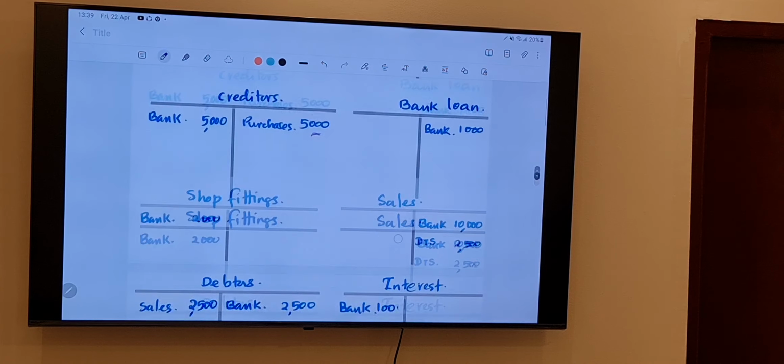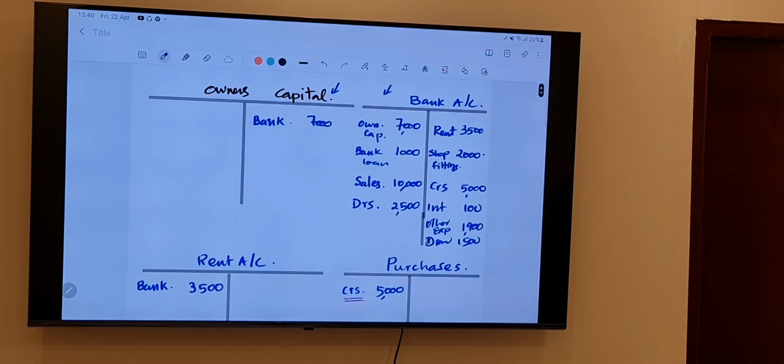Okay, now please tell me before I continue, are all the transactions understood? Clear? Okay. Yes, clear. Then can we balance now? Let's try to balance.